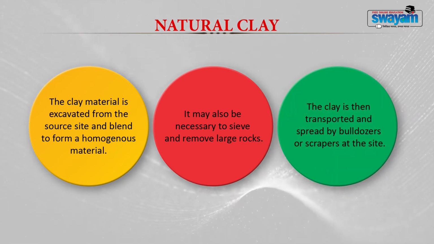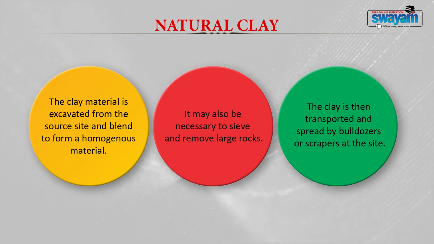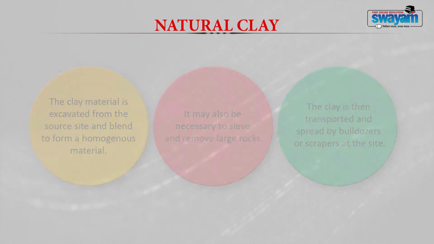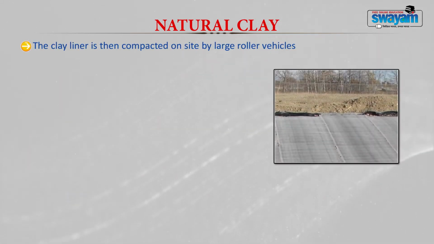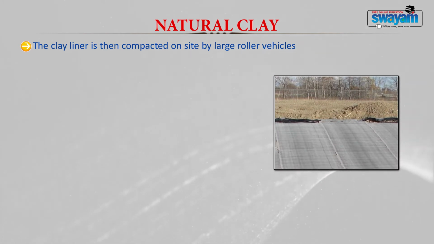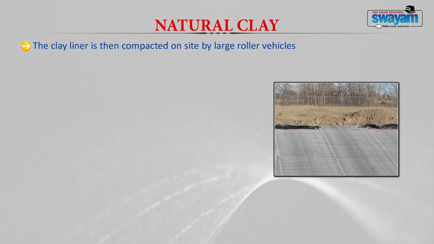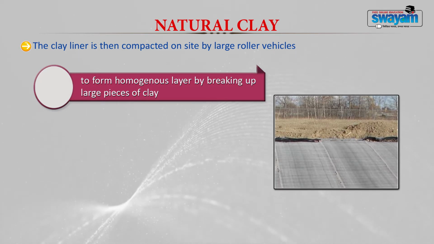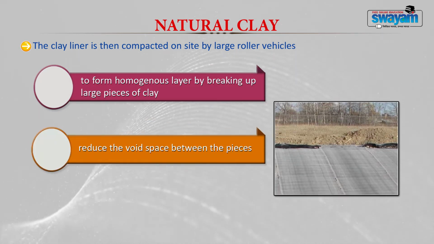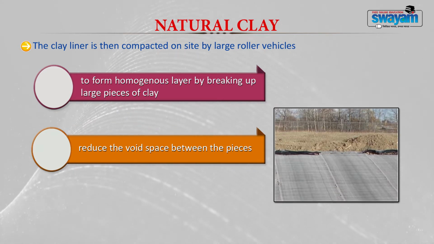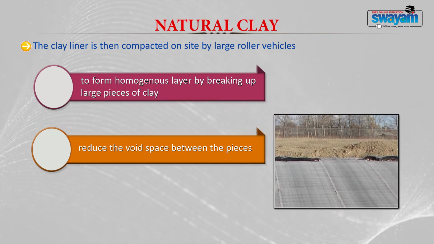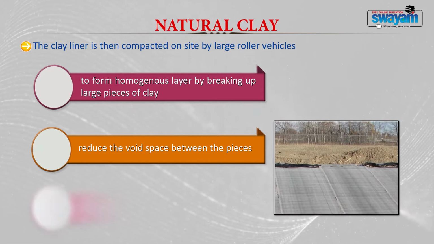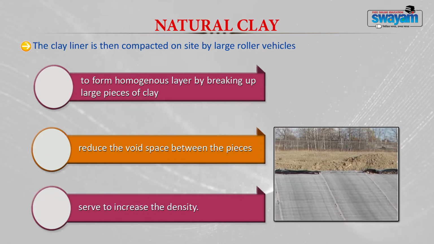The clay will then be transported and spread onto the landfill site through a bulldozer or scrapers at that site. Once they are spread onto the site, then they will be compacted by using large roller vehicles so that it forms a homogeneous layer by breaking up large pieces of clay. This will also reduce the void space between the clay particles and also serve to increase the density of the layer.